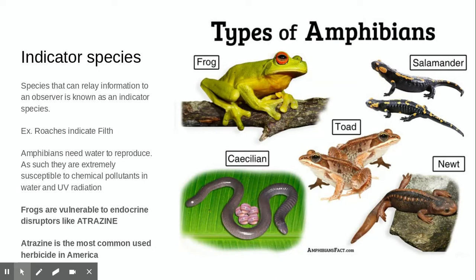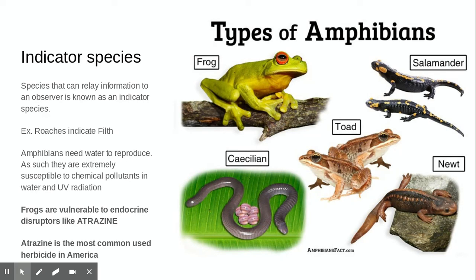Another interesting thing about amphibians is that they lay their eggs in water. That's what makes an amphibian an amphibian. Since their eggs are in water and their eggs are permeable to chemicals, they are a great indicator species.